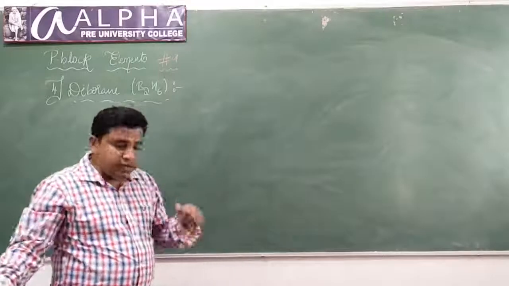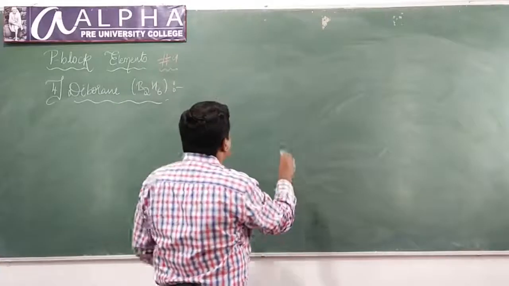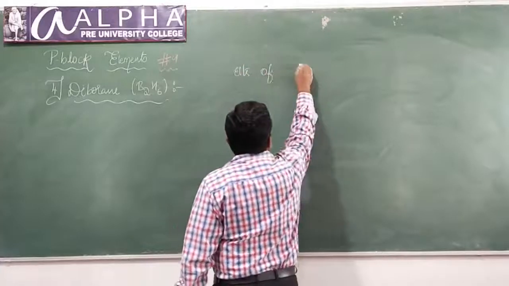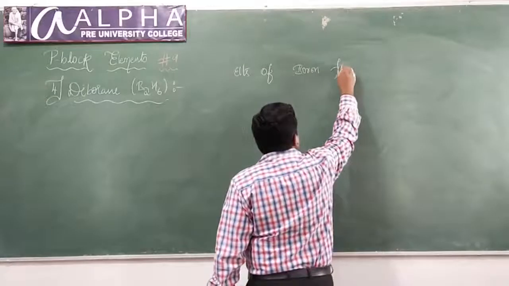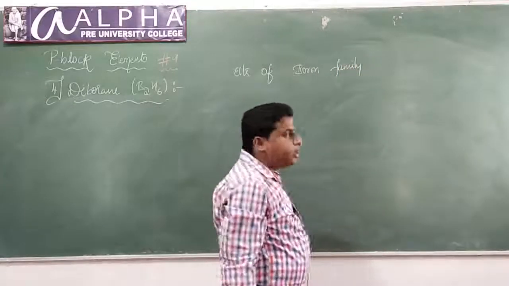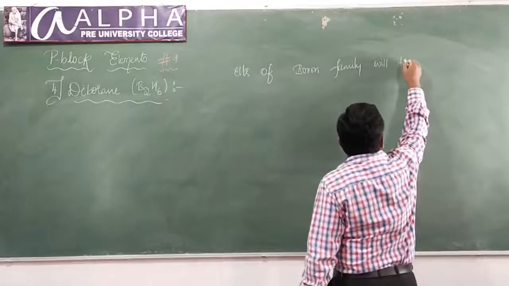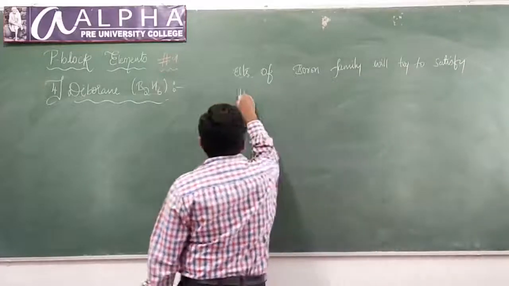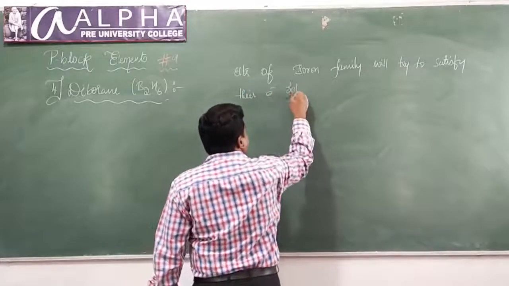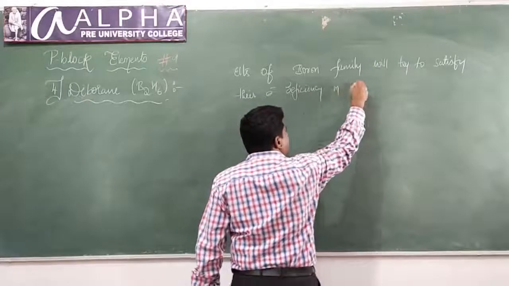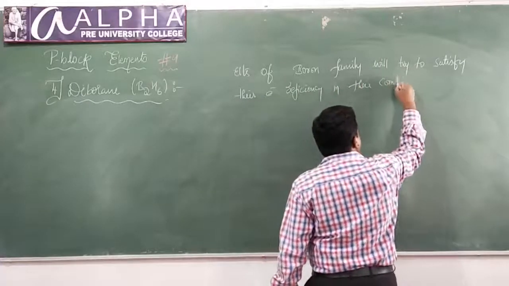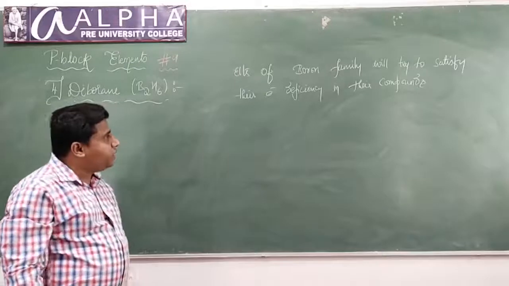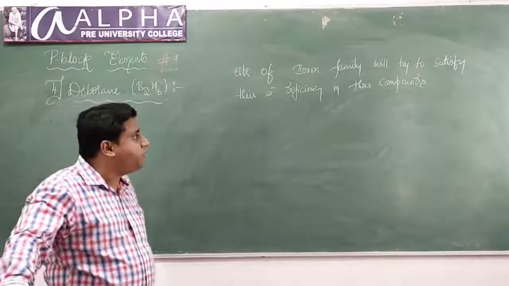See students, in my very beginning videos, I have told you that elements of the boron family will try to satisfy their electron deficiency in their compounds by two methods, isn't it? By two methods. So elements of the boron family will try to satisfy their electron deficiency in their compounds by two methods.